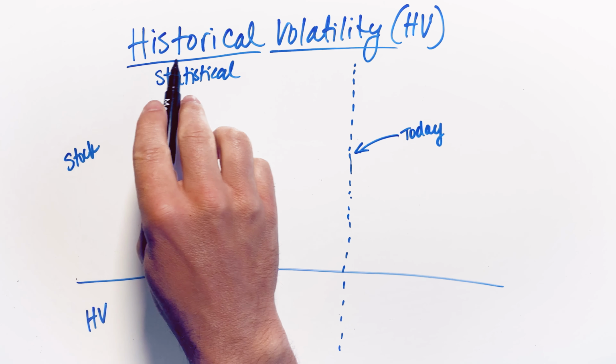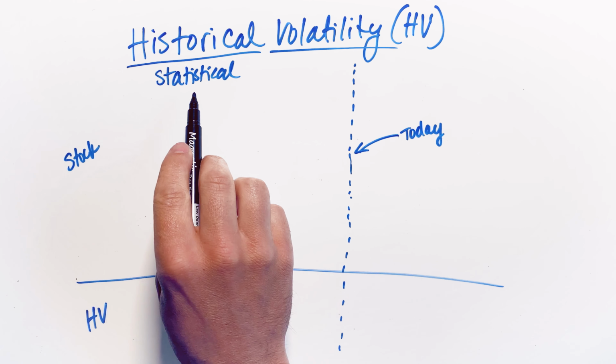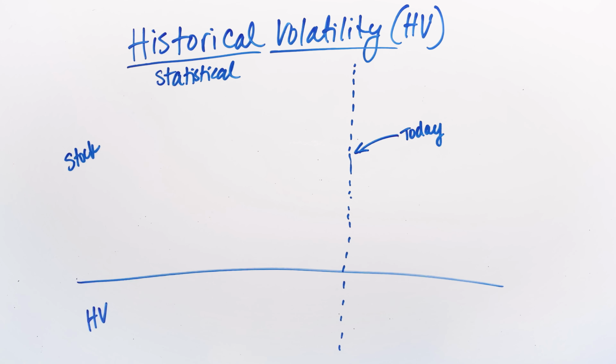So a lot of people use historical because it's backward looking and it's history. I think statistical is the more appropriate way to think about it because it is truly that. It's just a statistic that we can use as a basis and a framework for how we might think about options or the security moving forward.